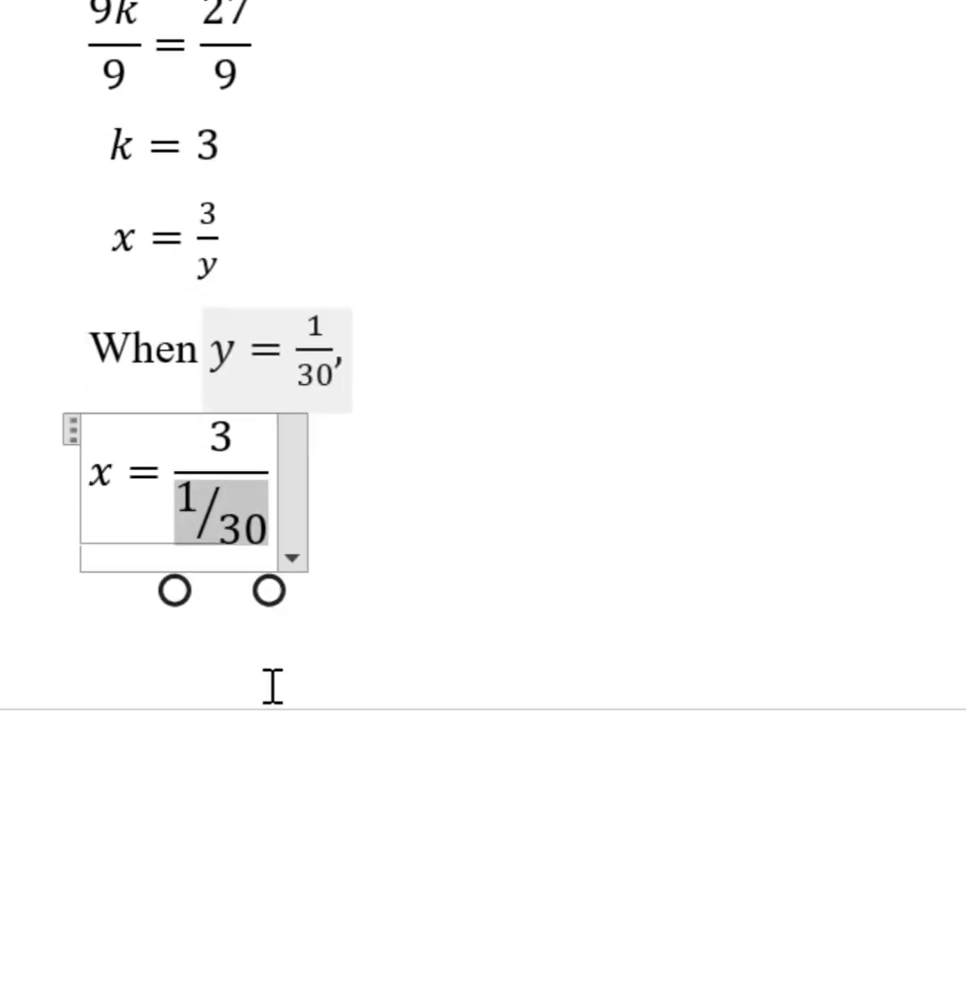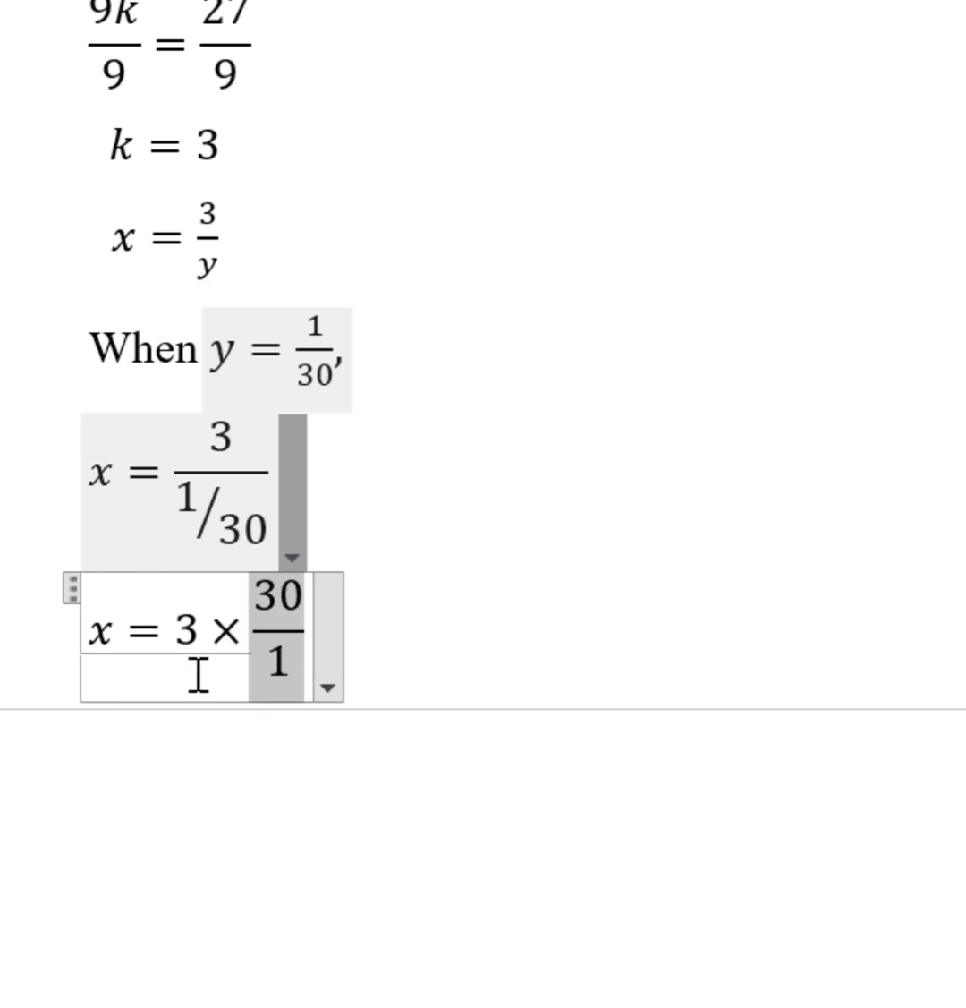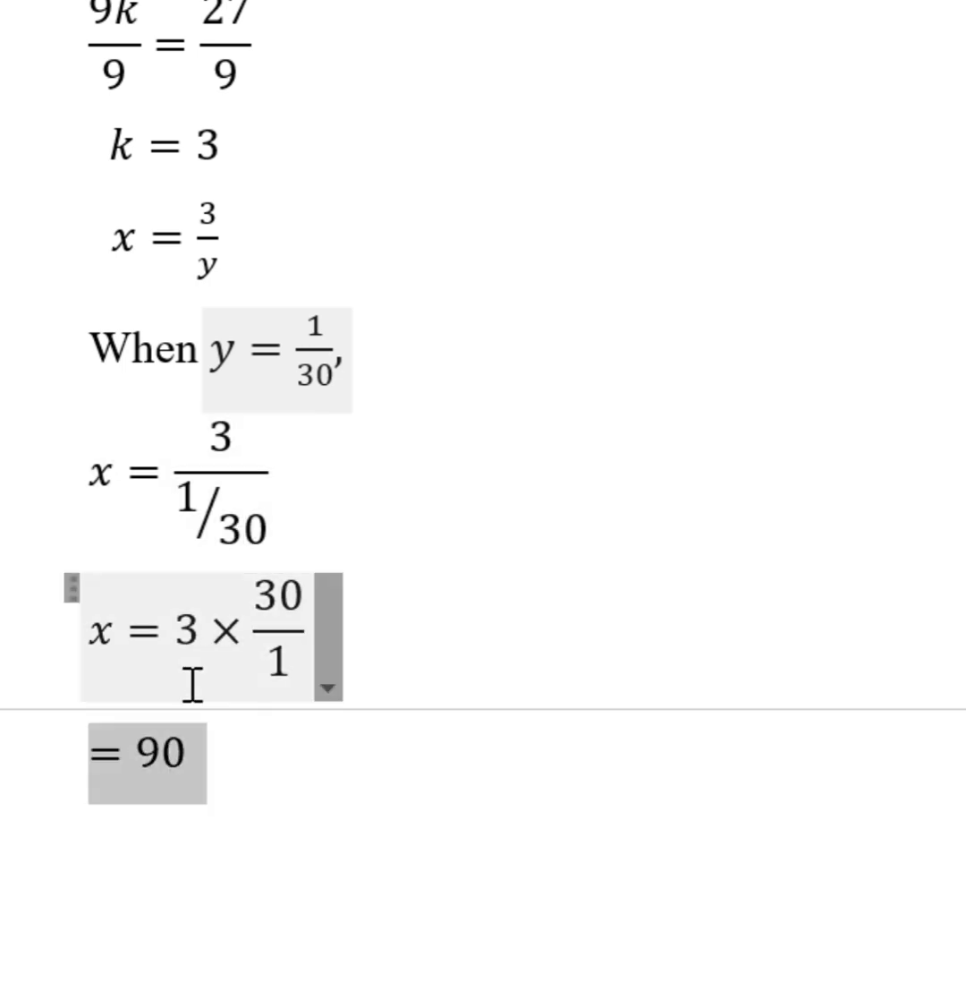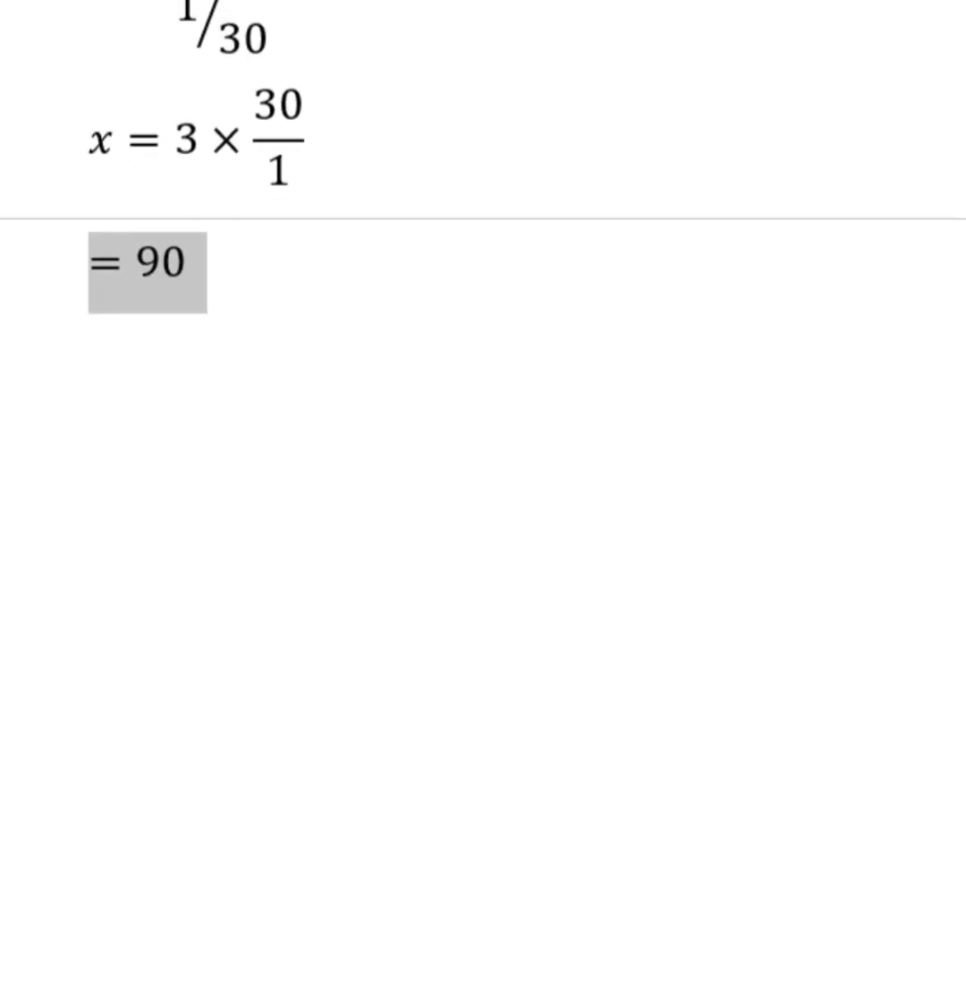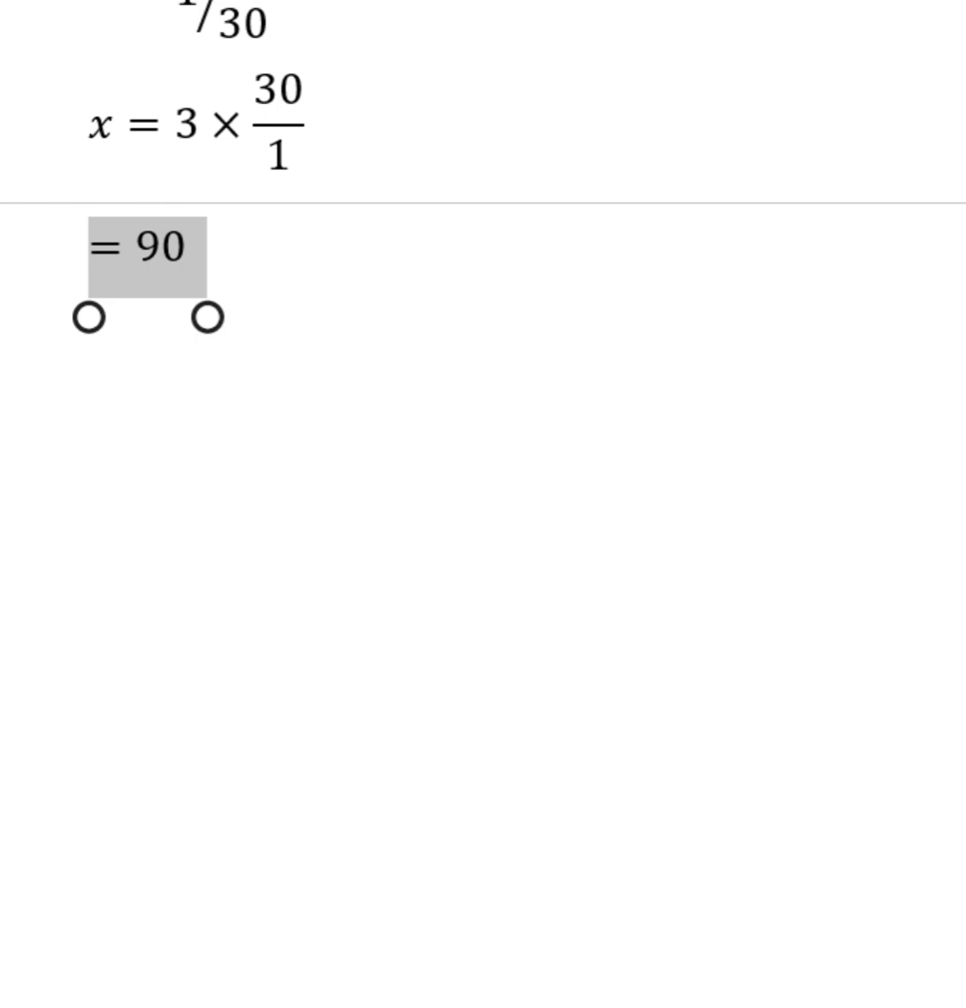Recall that you cannot easily divide by a fraction, so the only thing we do here is to change this to a multiplication as we write the reciprocal of this. So we shall have x being equal to 3 times 30 over 1, and that gives us 90. So that means the value of x is 90. The value of x is 90. So that's how we work out that question.